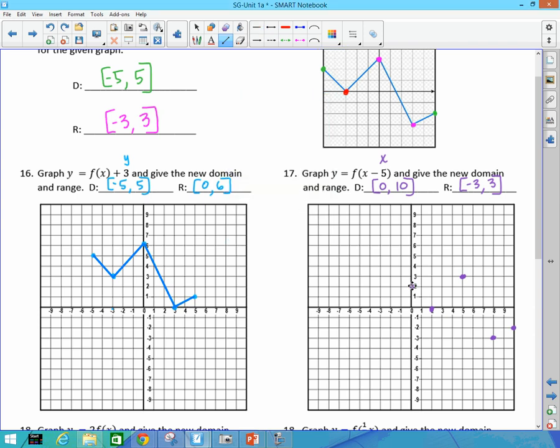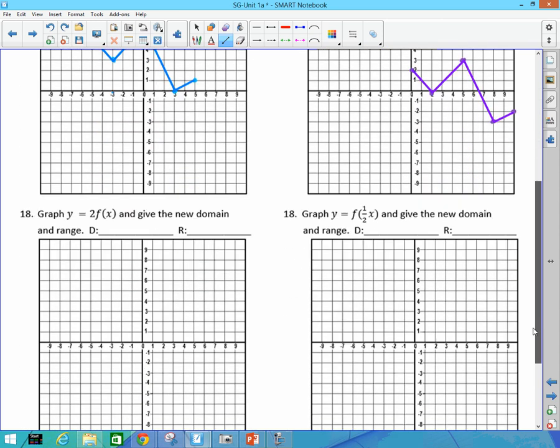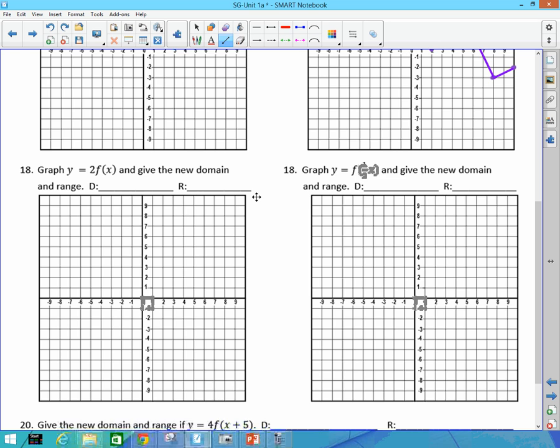So we have one part, 2, 3, 4. Okay, so y equals 2 times f of x. So we look at that. And that 2 affects the y because it's outside. And it's not adding or subtracting, so I'm not just shifting it up and down, I'm stretching it.